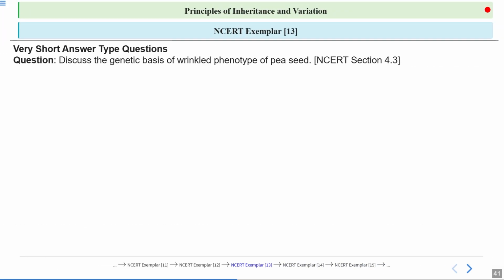Next question, you have to discuss the genetic basis of the wrinkled phenotype of the pea seed.